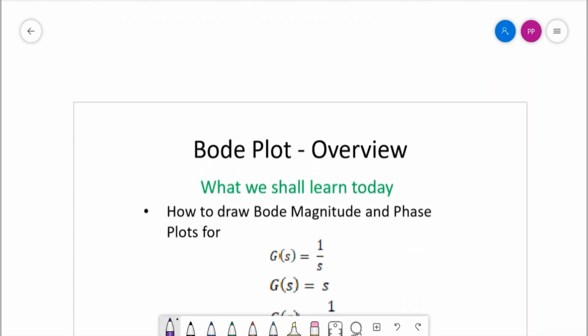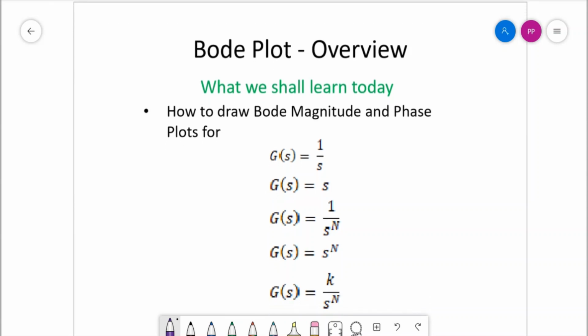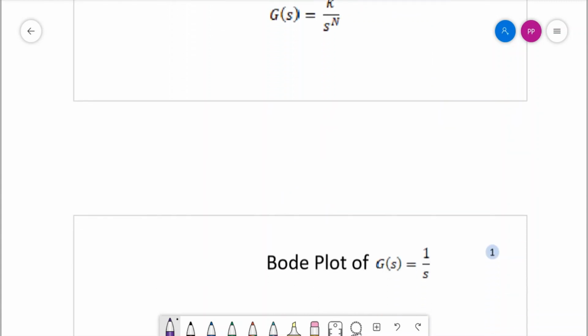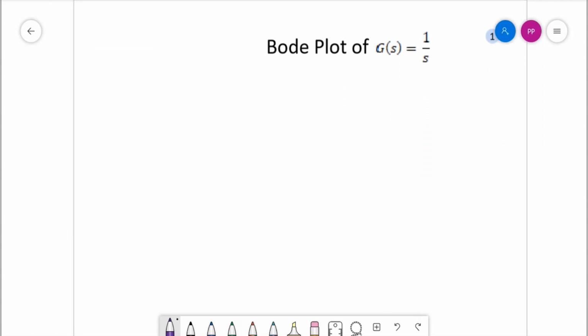So today we will discuss 5 simple transfer functions, that is the integrator or pole at the origin and zero at the origin, then multiple poles at the origin, multiple zeros at the origin, and the very simple transfer function k divided by the nth power of s. So let us start with the Bode plot of the integrator.